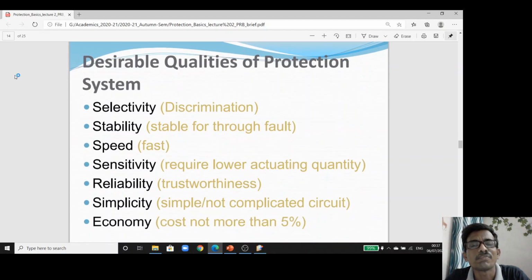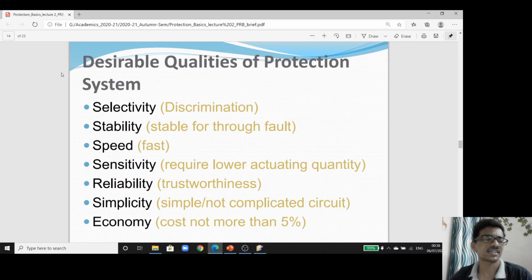By thumb rule, the cost of your protection system should not be more than 5% of the cost of your equipment. That means if the cost of the transformer is 1 crore rupees, then you have to design a protection system whose cost is less than or up to 5 lakh rupees. So these are the desirable or essential qualities or features that we need in a protection system. I hope all of you understand these desirable qualities of protection system.